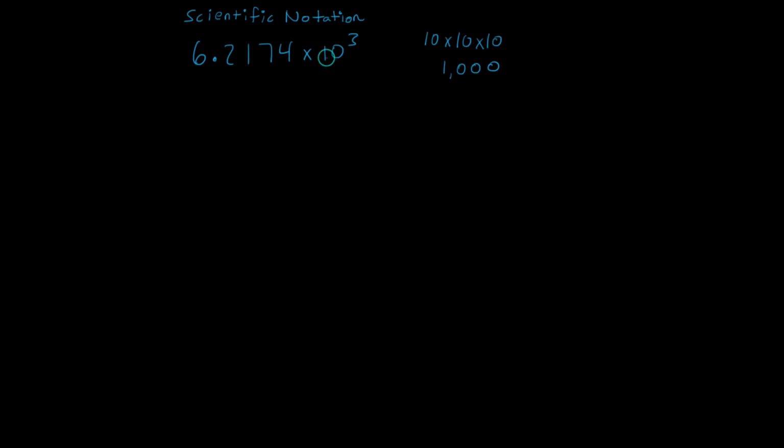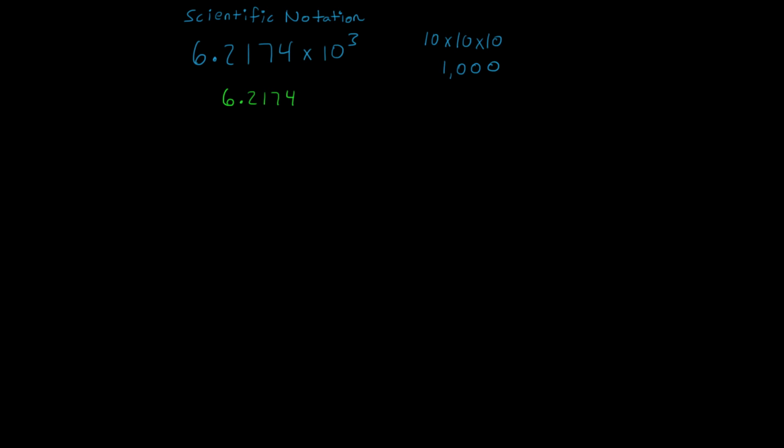Now there's a quick way of solving this problem. I'm going to rewrite this value 6.2174 below. I just want to change pen colors. So 6.2174. Now I've got to multiply by 10 to the third power, or 1,000. And the quick trick to solving this problem to figure out what the new value will be is place your pen down where the decimal is.